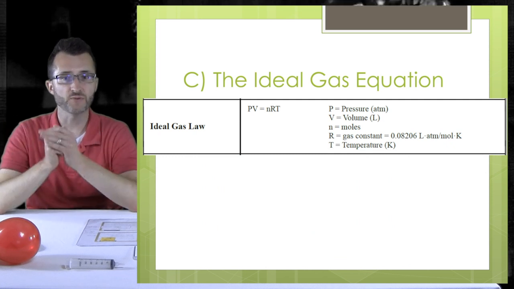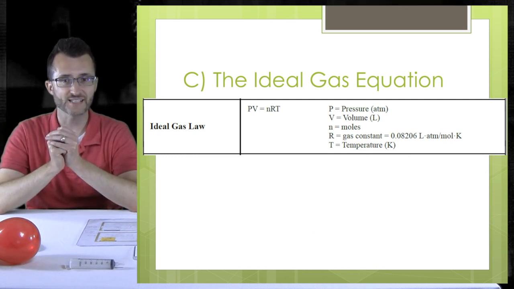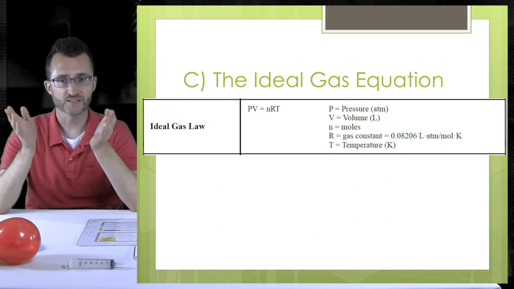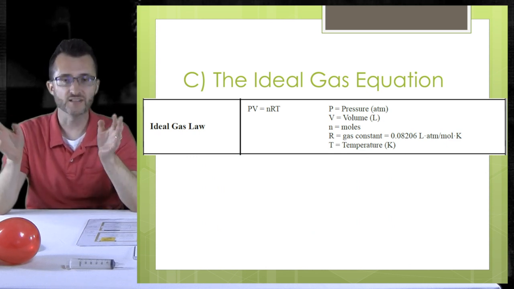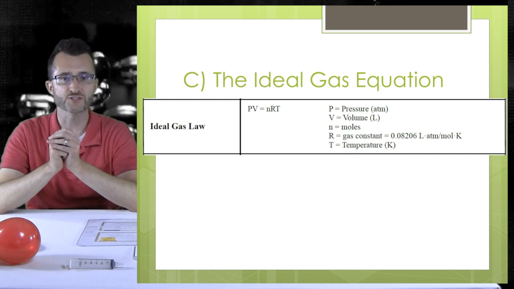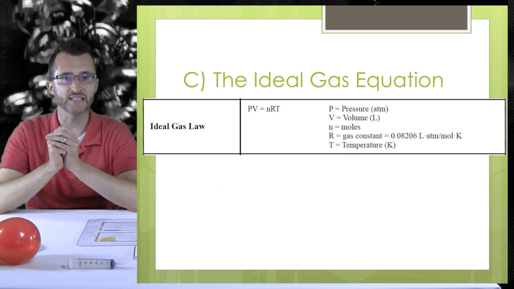Its value is always 0.08206 liters times atmospheres divided by moles times Kelvin. Oh, that's so long to say. I'm just going to say "latm over mole" for short. And T is the temperature in Kelvin.